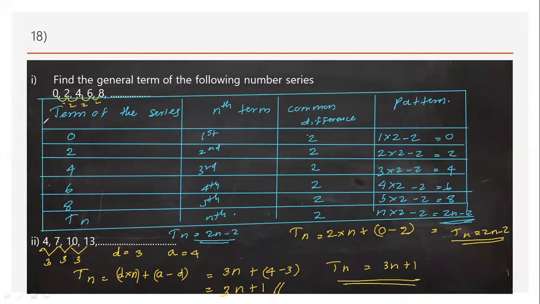I have explained these two methods. Sometimes in our syllabus they explain it by arranging a chart like this. But for short questions it is taking more time to do it like this. Within 1 second you can get the general term of a number series.